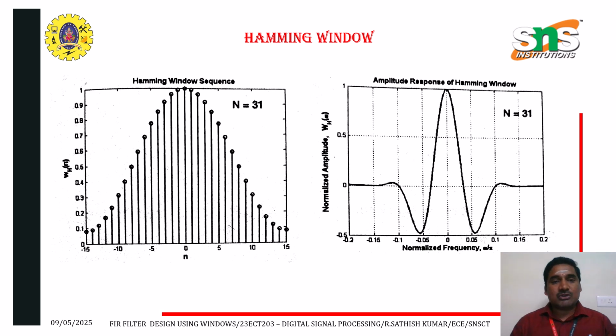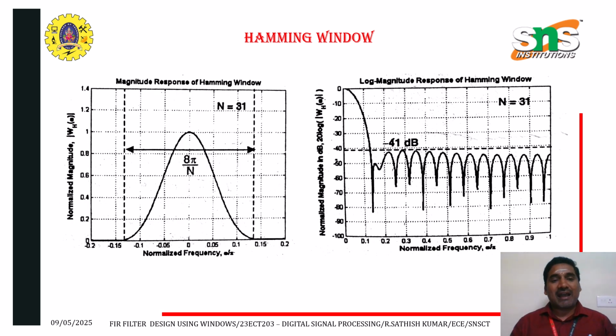This is the Hamming window sequence with respect to N is equal to 31. While taking the amplitude response of the Hamming window, we can get the response like this. While taking the magnitude response of the Hamming window, we can get the main lobe width as 8 pi by N. While taking the log magnitude response of the Hamming window, we can get minus 41 dB with respect to normalized magnitude and normalized frequency.